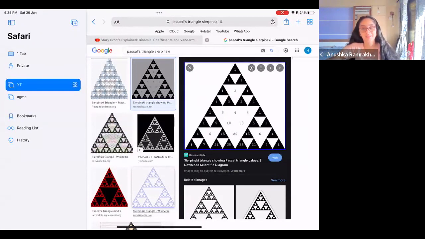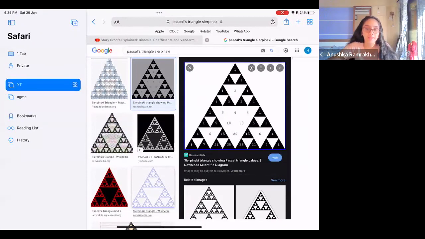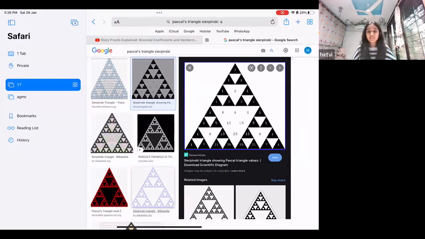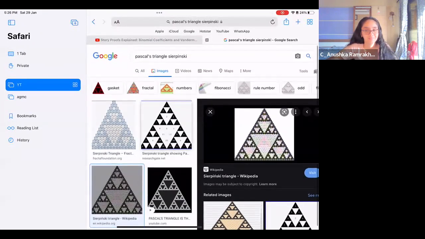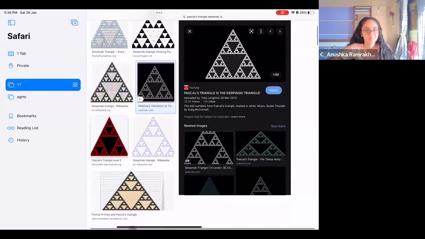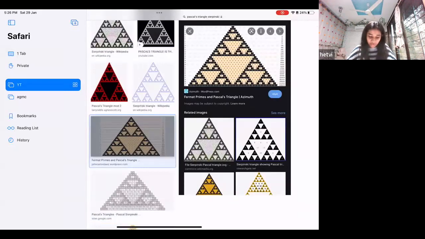This diagram kind of appears in some exams. I mean, not with the numbers, but they tell you to find the area of the black region, white region, something like that. Right. Okay. Yeah, I've seen this. This is a better example.